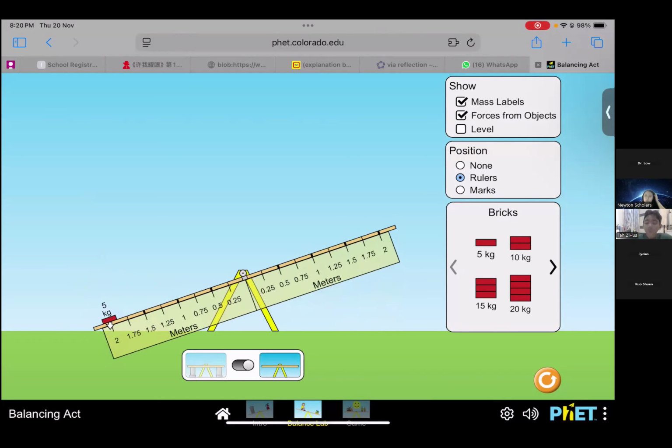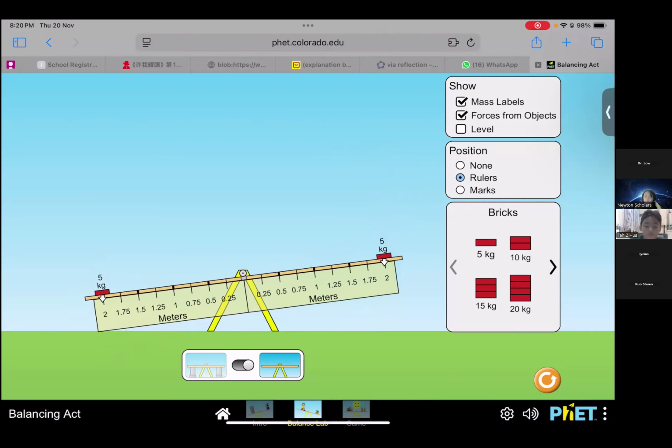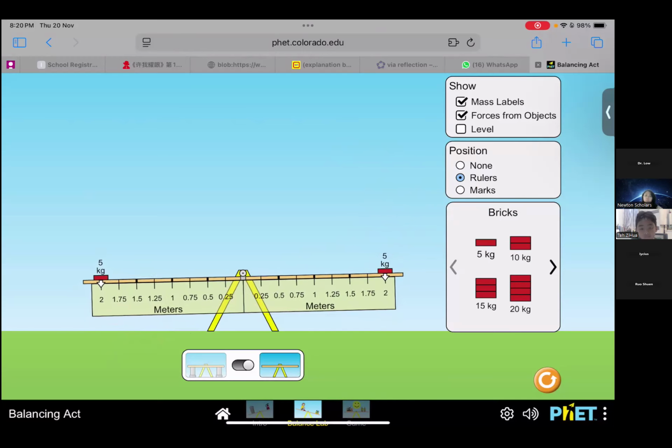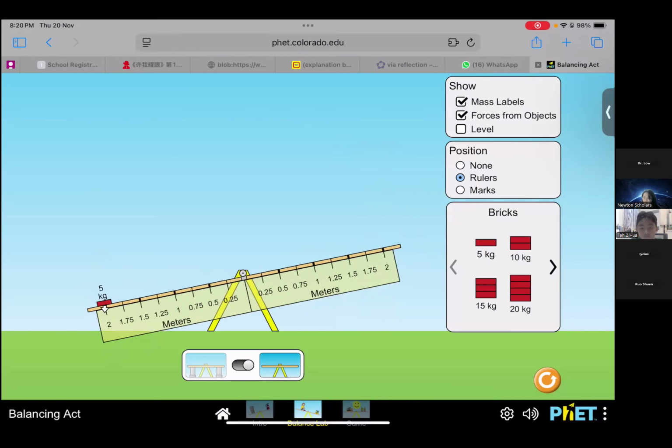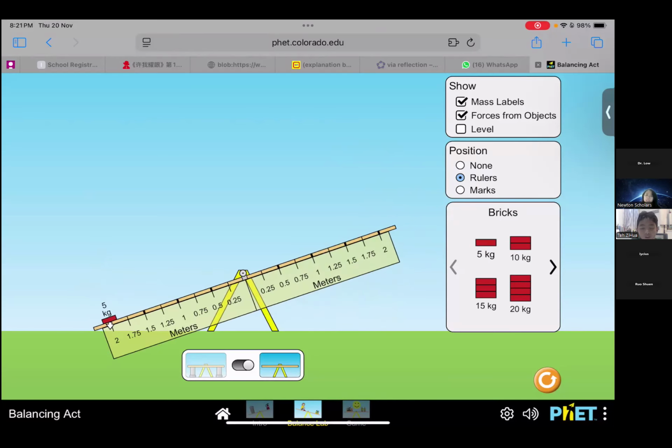I want you to think, if I want to balance, I put 5 kg at 2 meter here, then it will balance back. Now my question is, if I want to put 10 kg, can any of you let me know where I should put my 10 kg?